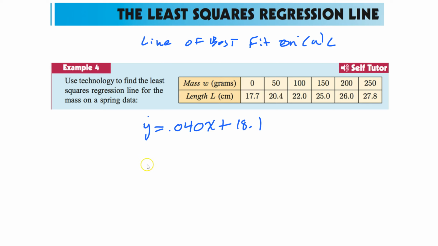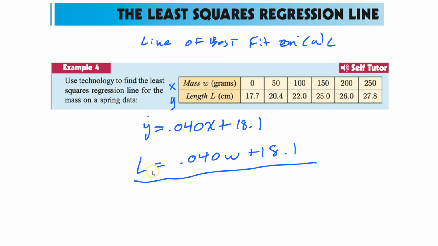Now I'm probably going to use the correct units, so this is my x, this is my y. So the length is going to equal 0.040 w plus 18.1. And that's how you find a line of best fit or a least square regression line for your data there. And again, once you have this, the possibilities are endless.